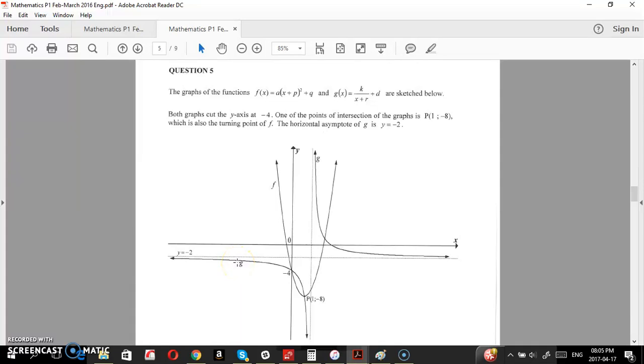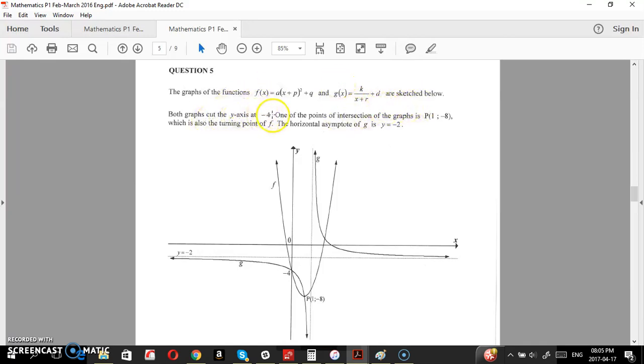Welcome back to 2016 paper 1 February March. We're at question 5. The graph of the function f of x is equal to a into x plus p squared plus q. Now that's the equation of a parabola, if you remember. And g of x is equal to k all over x plus r plus d. That's the equation of a hyperbola, are sketched below.